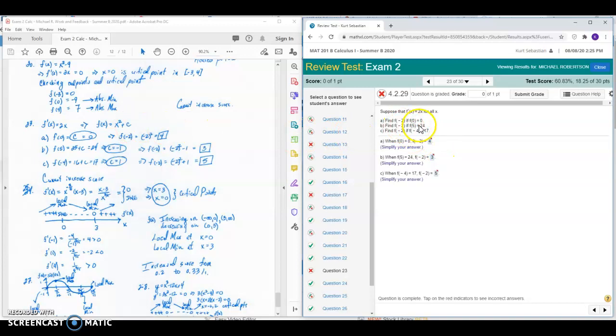Well, they give you different pieces of information. In part A, you're told f of 0 is 0. So you plug in f of 0, you get 0 squared plus c, so it's just c. But you're told that's 0, so that means c is 0. In part B, you're told f of 5 is 24. So what's f of 5? Well, f of 5 is 5 squared, 25, plus c, so it's 25 plus c. But you're told that f of 5 is 24. That means that c has to be -1. Same in part C, you're told f of -4 is 17, so f of -4 is 16 plus c, which is 17, so c has to be 1.